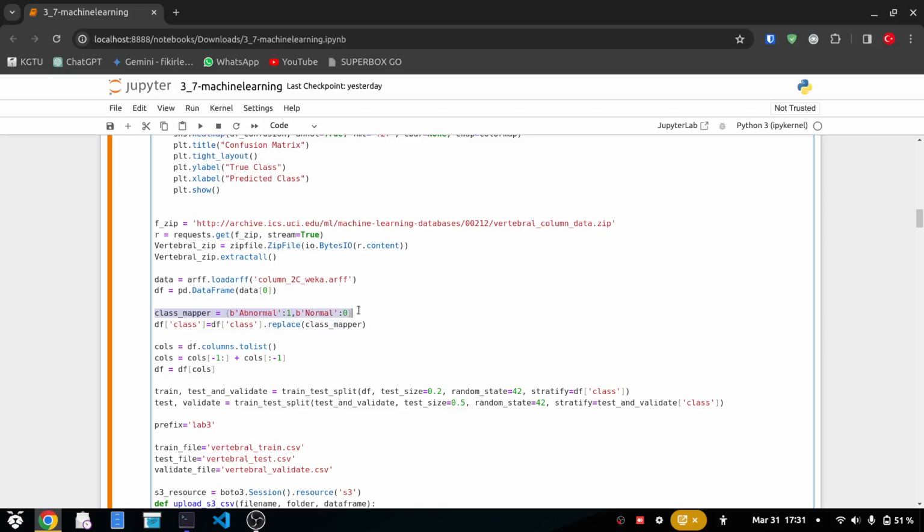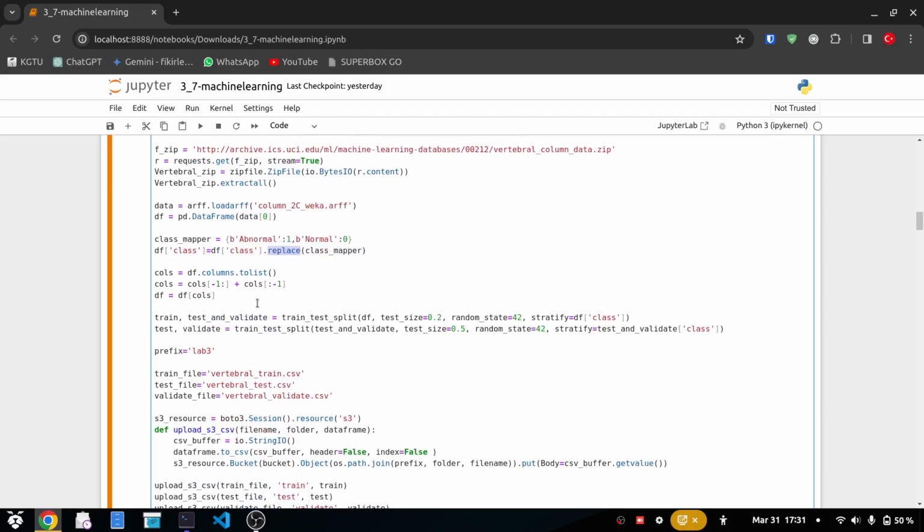After that, we are labeling our, well, actually we are mapping our labels. Abnormal would be 1 and normal would be 0 using a class mapper. So that's straightforward. We have already done these steps. I am just going through them one by one. So we are moving the last column to the first column, because the last column in the dataset was the labels, and for our model to train, we need to move our labels into the first column position.